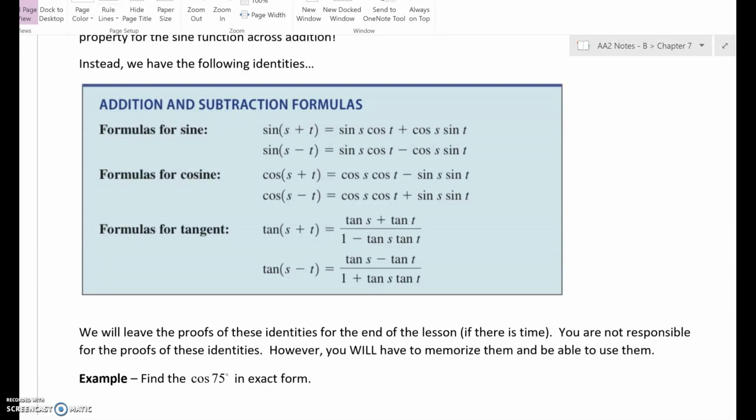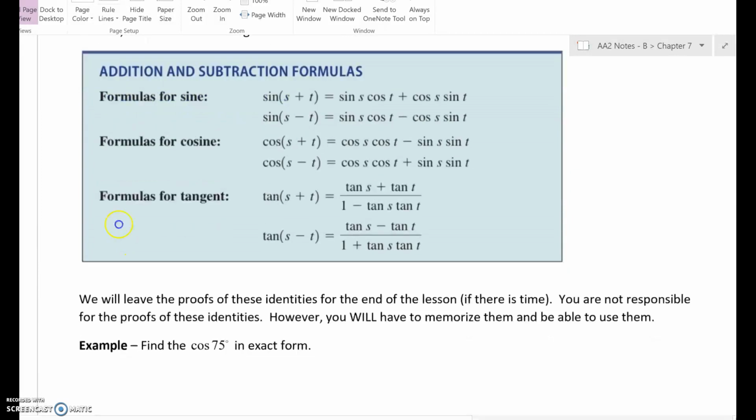These are formulas you're going to have to know. You're going to have to memorize them. They're the next set of formulas on that yellow sheet that you have, that you need to know for this chapter 7. If we have time at the end, we'll prove these. You're not responsible for the proofs, but you do have to memorize them and be able to use them.